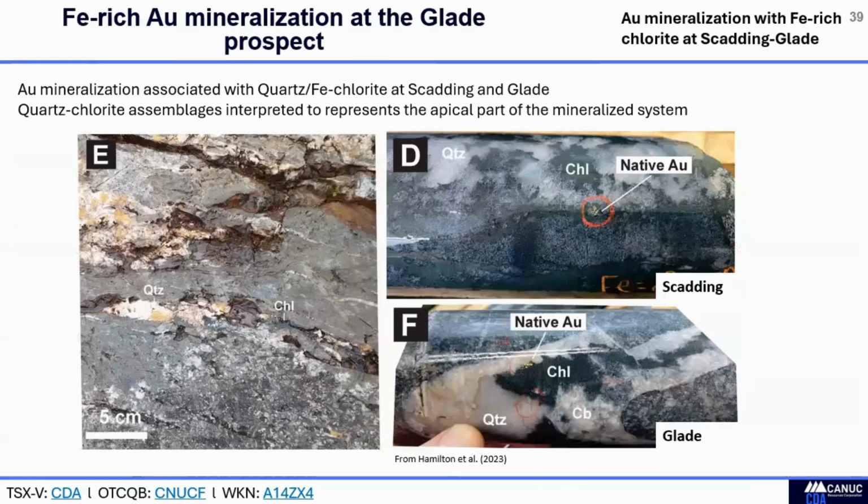And when we move to the apical part of those systems, and this is what helped us vector in at Glade towards a deeper zone, potentially establishing the relationship with Scadding, when we move to the edge of Scadding, in image D here, we can see that the massive chlorite, or strong chlorite alteration, is going to transition to a chlorite-quartz assemblage. You can see that it comes with native gold. And then at Glade, we started observing the same thing at surface, these veins of quartz with chlorite, sometimes with native gold. So that was somewhat suggesting the association with Scadding. And seeing the chloritic alteration with native gold in the Sudbury breccia really demonstrated this relationship.